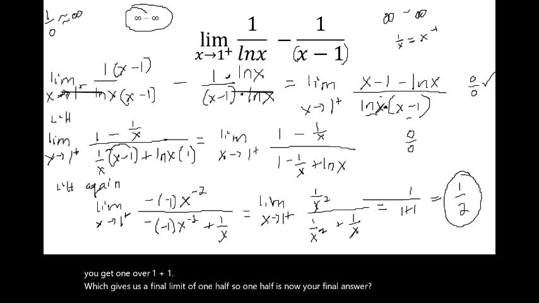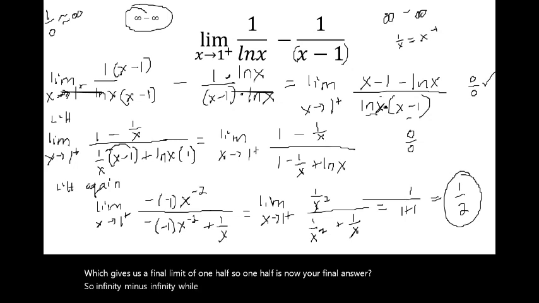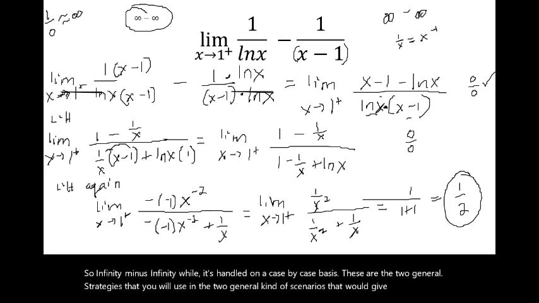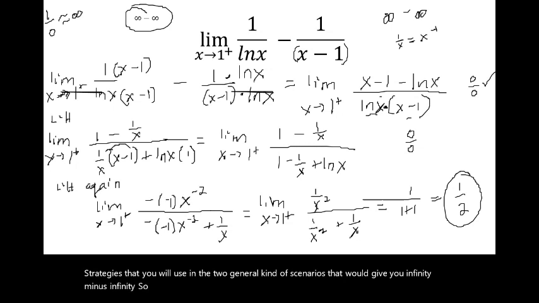So infinity minus infinity, while it's handled on a case-by-case basis, these are the two general strategies that you will use in the two general kind of scenarios that would give you an infinity minus infinity. So you're either going to find a greatest common factor and factor it out, or you're going to take two separate fractions, find common denominators, and subtract them.